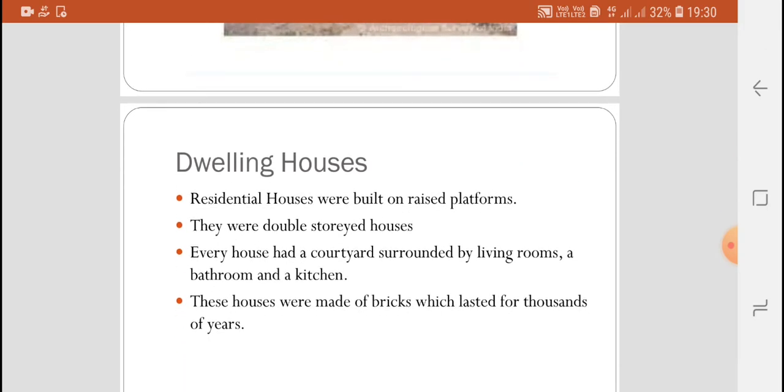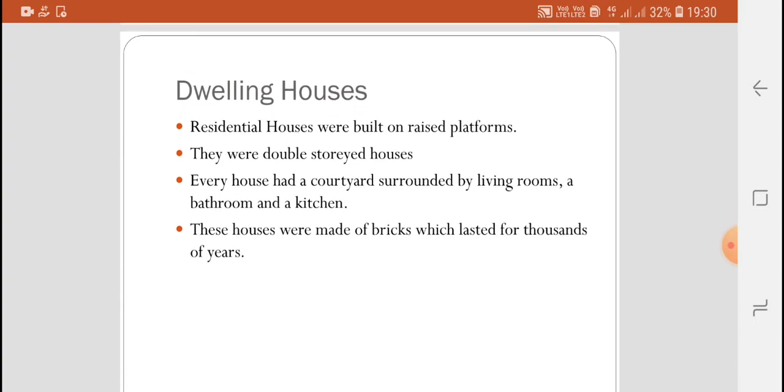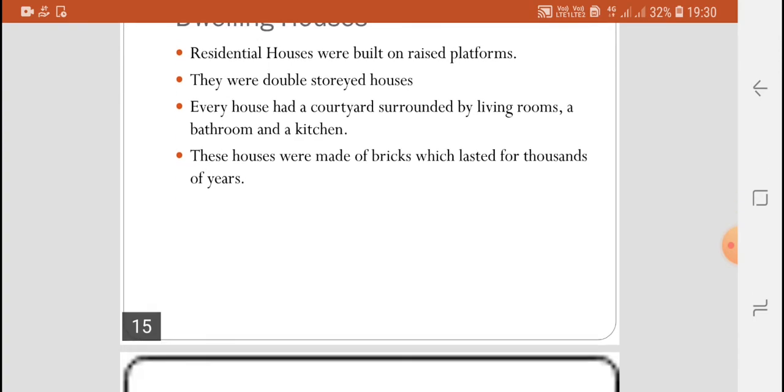Let us understand what residential houses were and how they were built in those times. Residential houses were built on raised platforms. They were double-storied. Every house had a courtyard. A courtyard is an open space onto which every room opened, for example, living rooms, bathroom, and a kitchen. These houses were made of bricks, and these bricks were so strong that they lasted for thousands of years.